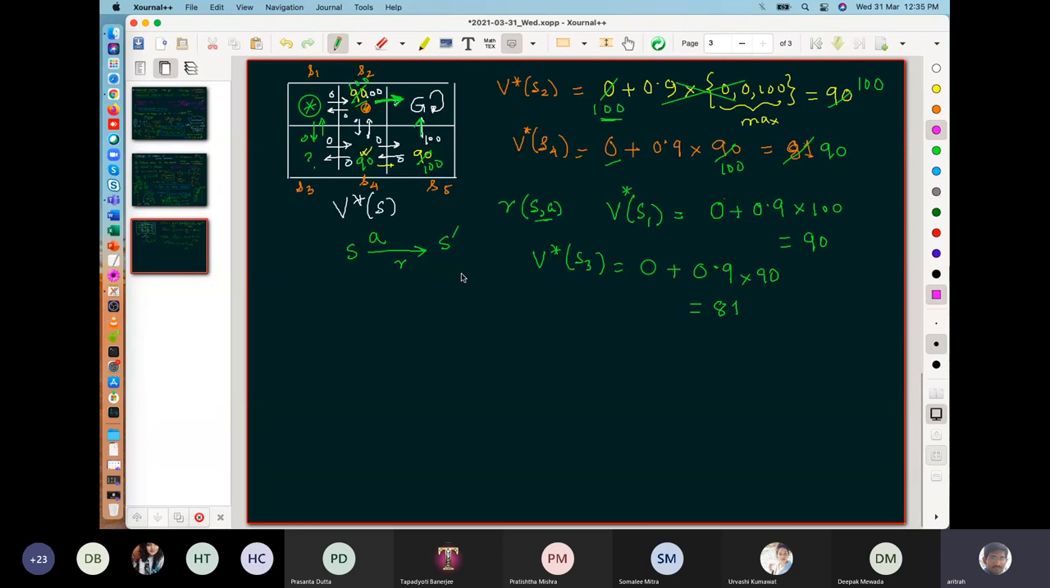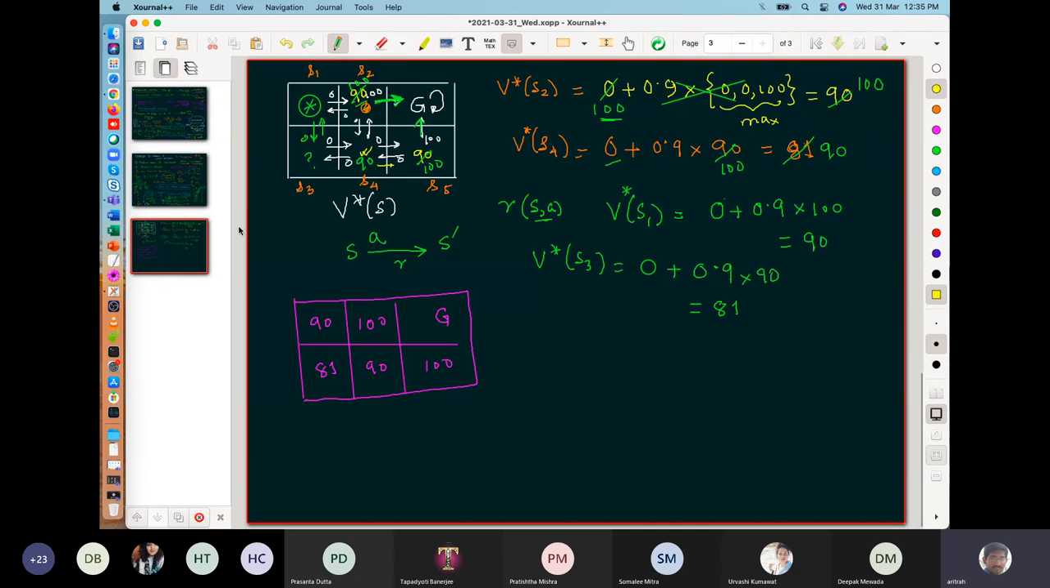Everybody, are you understanding how you are calculating the value function? Is there any doubt? Please, you can ask. Now, let me write down the value function that I got. So this is our goal. The value function here is 100, here is 100, here we got 90, here we got 90, here we got 81.